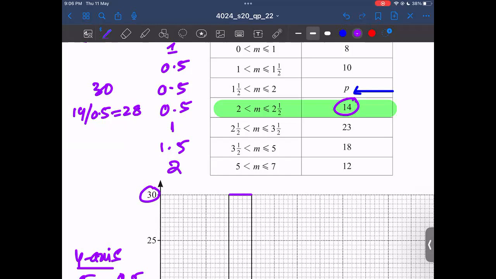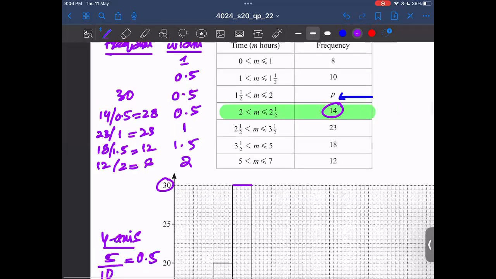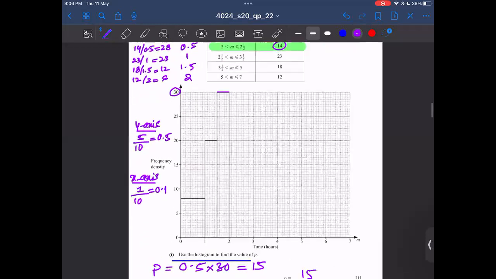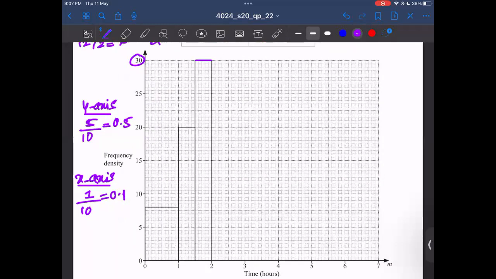Then the fourth one, 23 divided by 1 is 23. 18 divided by 1.5, I'm just calculating the frequency density, frequency divided by width. 18 divided by 1.5 is going to be 12. Then 12 divided by 2, frequency divided by width, is 6. Right? So we got the frequency densities here. From 2 to 2.5, we have 28.